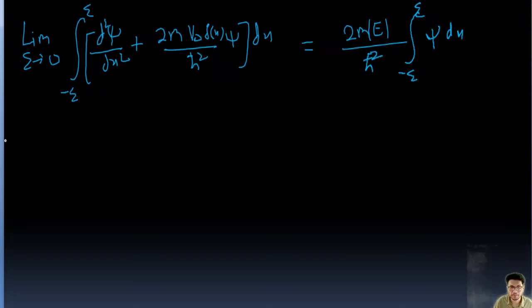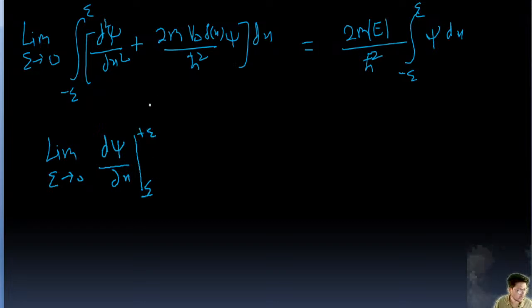Now we'll simplify it. So this is going to be limit epsilon tends to 0. We'll integrate it. This is a double differentiation, so we write d upon dx of d psi over dx, and this is integration, this is differentiation. This will give a value of 1, so this is going to be d psi upon dx, evaluated from minus epsilon to plus epsilon.